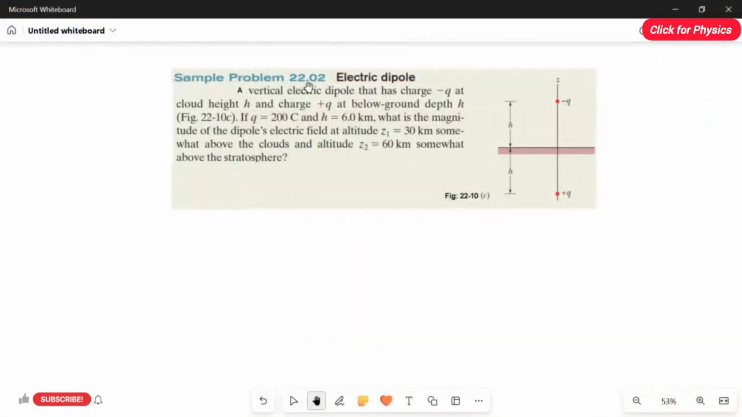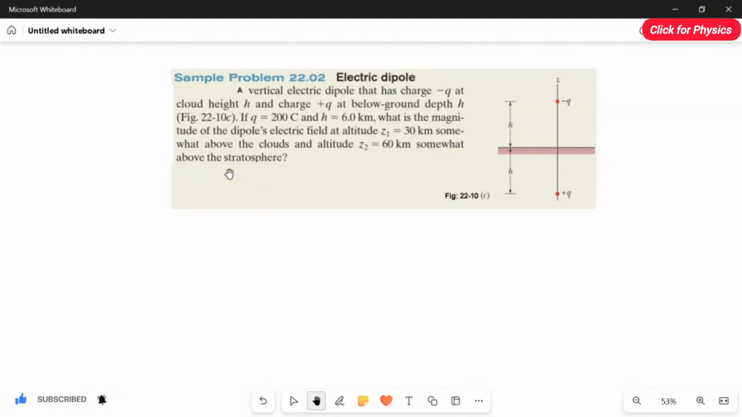Sample problem 22.02. The question is about electric dipole. A vertical electric dipole has charge minus q at cloud height h and charge plus q below ground at depth h, as shown in the figure. If q equals 200 coulomb and h equals 6 kilometer, what is the magnitude of the dipole's electric field at altitude z1, which is equal to 30 kilometer, somewhat above the clouds, and altitude z2, which is equal to 60 kilometer, somewhat above the stratosphere?